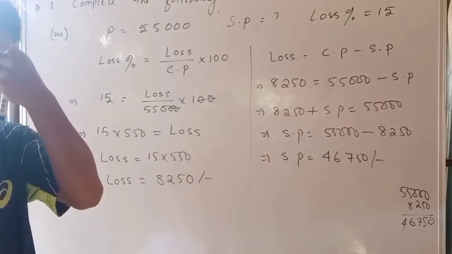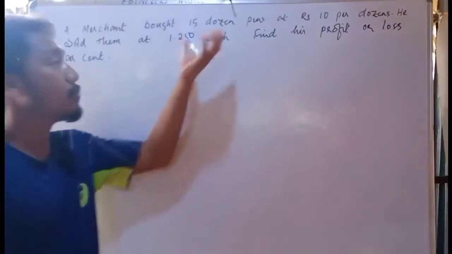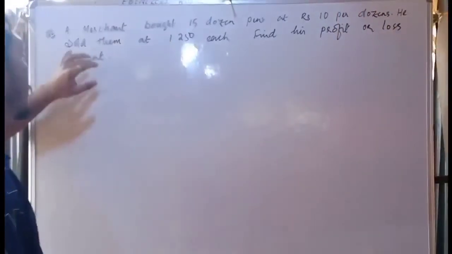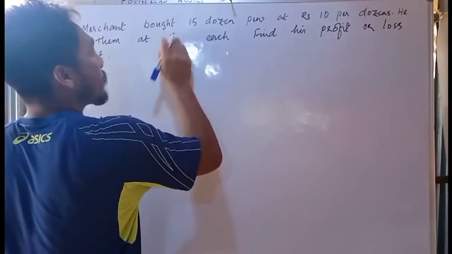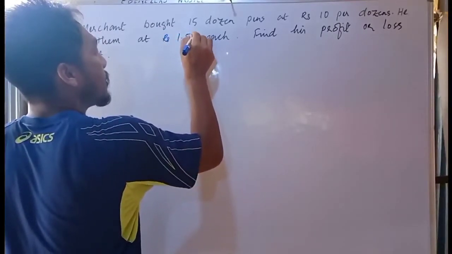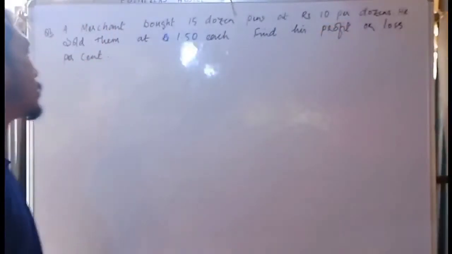Okay, so only one question is remaining. You do it by yourself. Let's go to question number 12. A merchant bought 15 dozen pens at rupees 10 per dozen, and sold them at rupees 1.50 each. Find the profit or loss percentage.